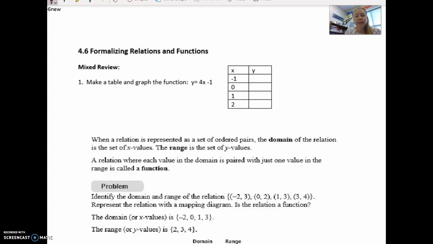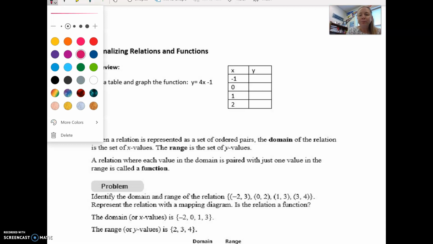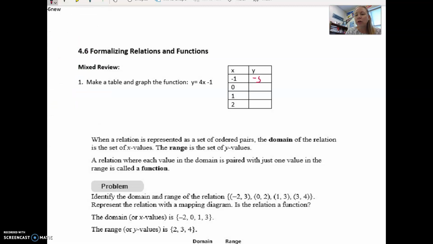Here they want us to make a table and graph the function. So we don't really have a graph there, so we could sketch the graph out, or we could just complete the table. But we know that we're just taking those values for x and plugging them in to solve for y, and we've been doing that. So I'm going to go ahead and put those answers here when you plug in each value.